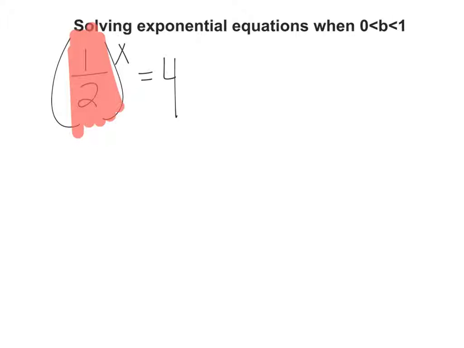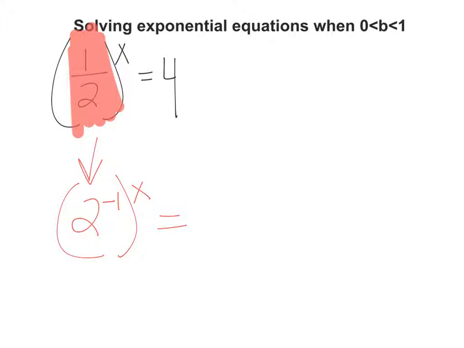So the way we have to ask ourselves is, how could we turn 1/2 into a whole number? The way you can do that is thinking to yourself, well, 1/2 is the same thing as a base of 2 to the negative first power, because 2 to the negative first is essentially 1/2. So we're going to rewrite 1/2 as 2 to the negative first all to the x power.